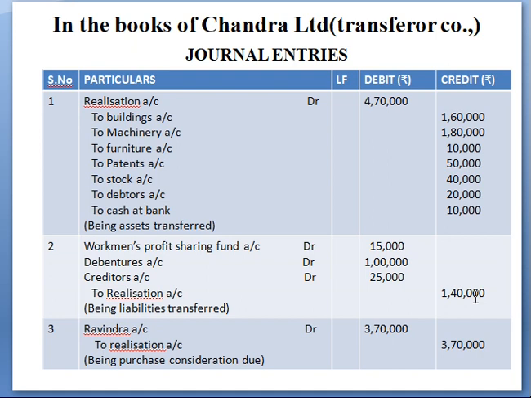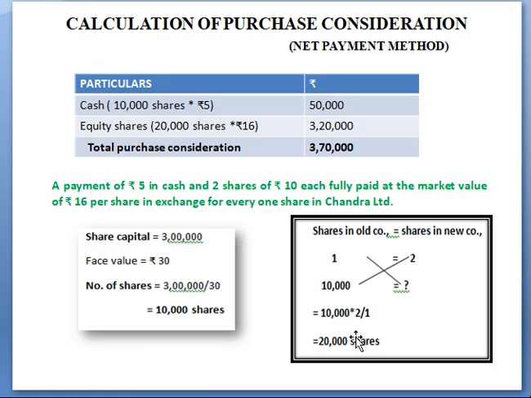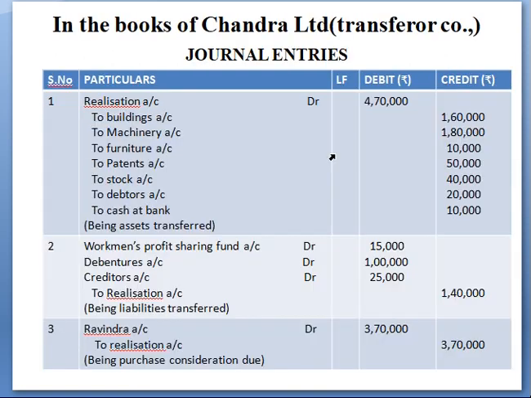First entry is for the transfer of assets. Your second entry is for the transfer of liabilities. And your third entry is for the purchase consideration due. Now who will pay the purchase amount? The purchasing company. The purchasing company is Ravindra Limited. Your entry is Ravindra Limited account debit to realization account. That is your purchase amount 3,70,000, which is done already, which is the calculation. And this is the due entry.